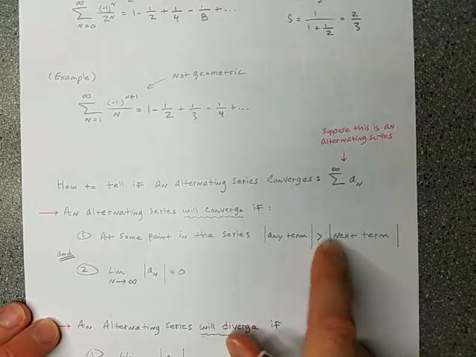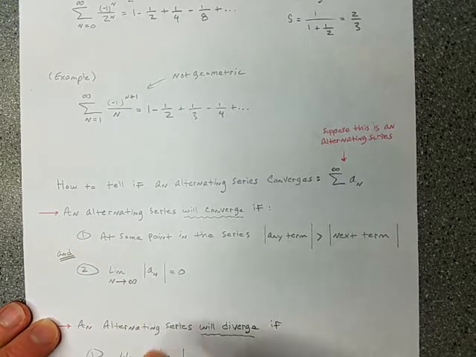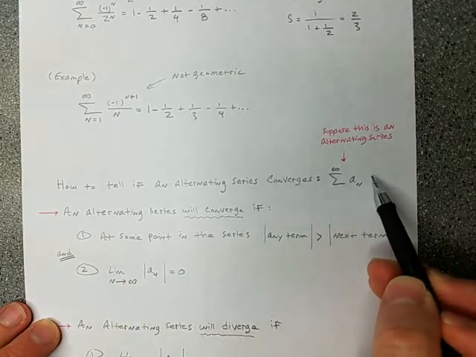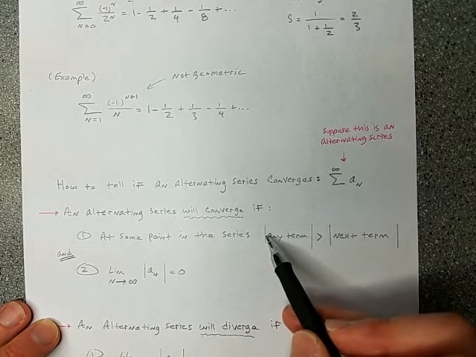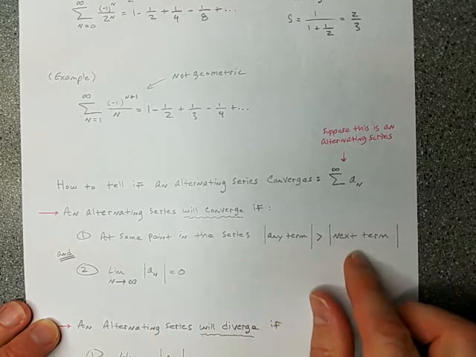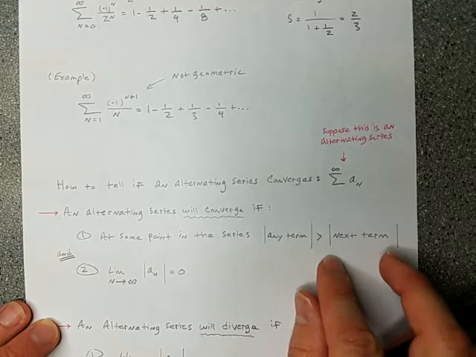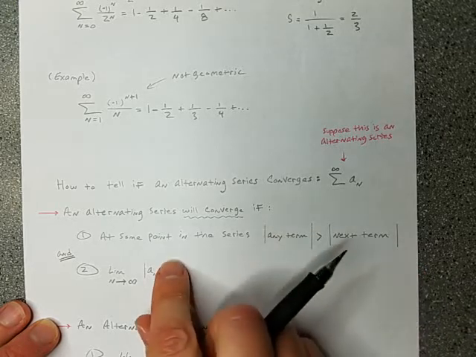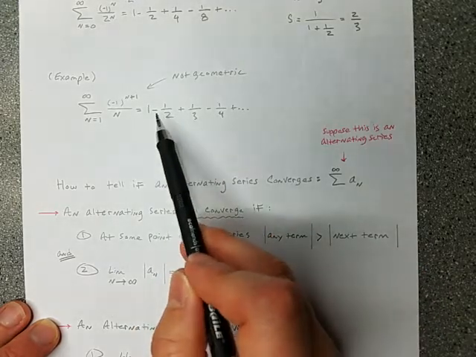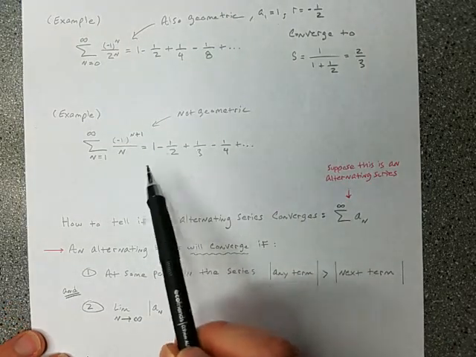Okay? And then there's another thing that has to happen. The limit, as n goes to infinity, applied to the absolute value of that formula is 0. And here I want to emphasize, it's not that any term is bigger than the one that comes after it. It's that the absolute value of any term is bigger than the absolute value of the one that comes after it. So for both parts of this test, we're going to forget the fact that the signs change. All right? So you can see that's true here.